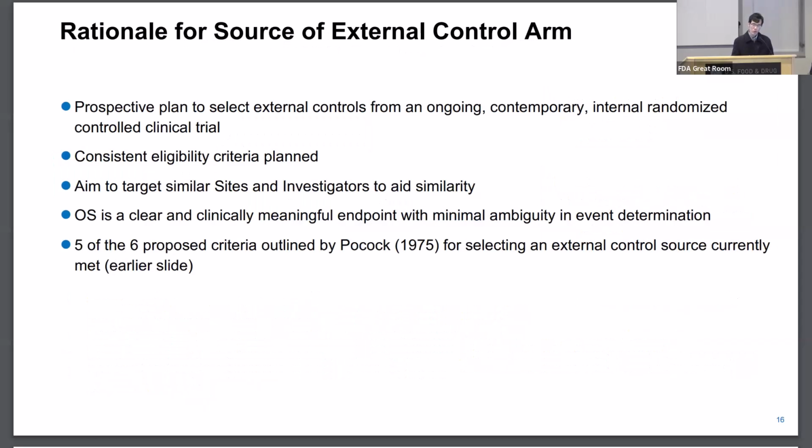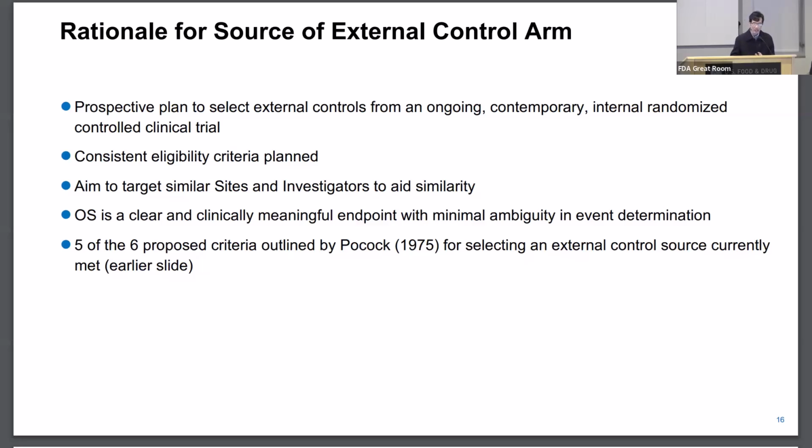So the rationale for sources of external control arm: there's a prospective plan to select external controls from an ongoing contemporary internal randomized controlled clinical trial, consistent with the eligibility criteria planned, and aims to target similar investigators' sites. Overall survival is, as mentioned before, also very clear and clinically meaningful. So 5 out of 6 proposed criteria, with the POCA criteria that was mentioned earlier, were met.